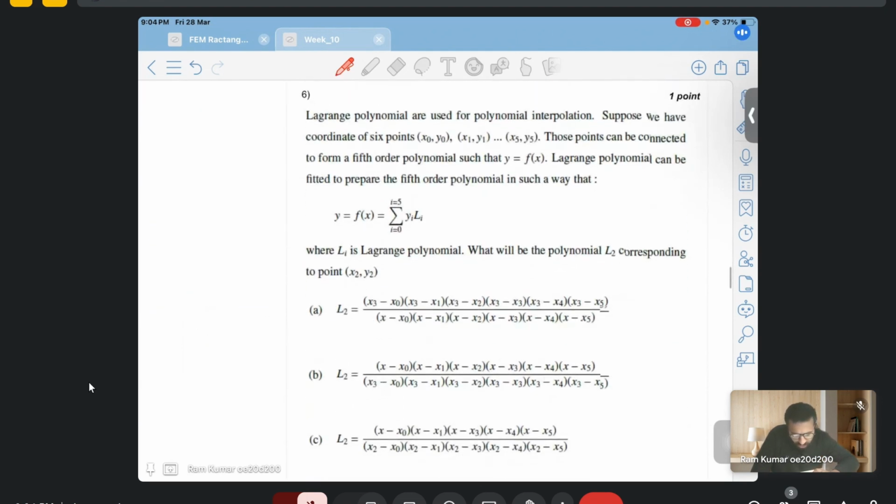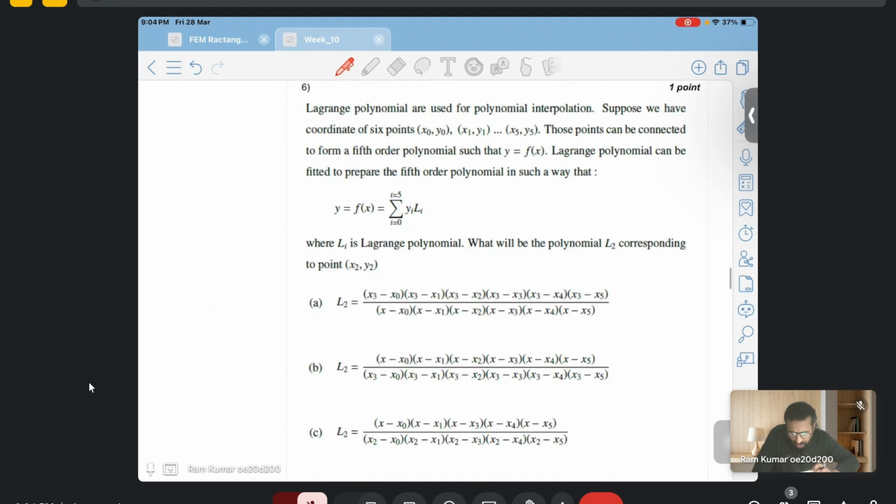Now coming to the sixth question. This is similar to what you discussed earlier. We'll write down the Lagrange polynomial. Suppose we have coordinates. The numerator should not contain x minus x2, because we are finding L2.